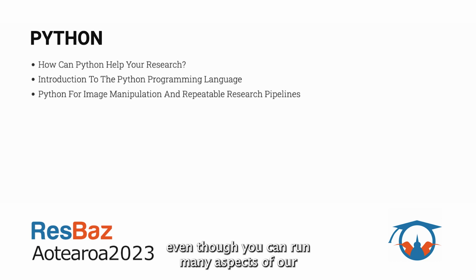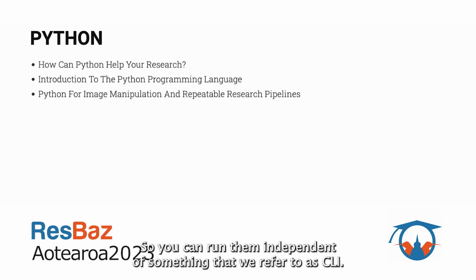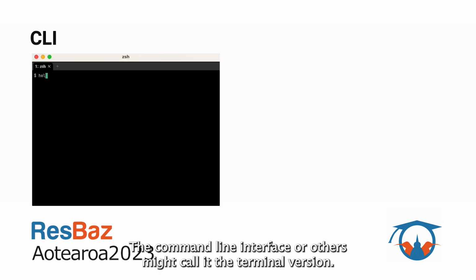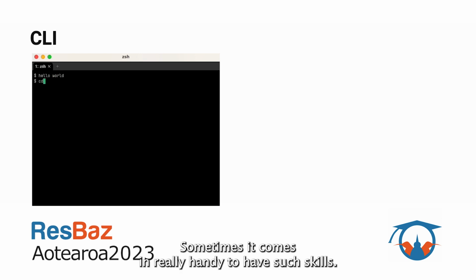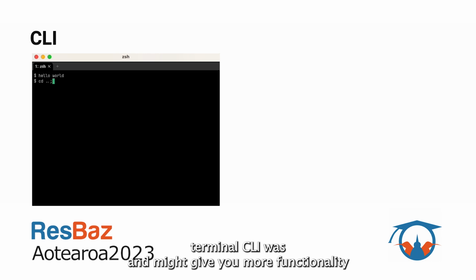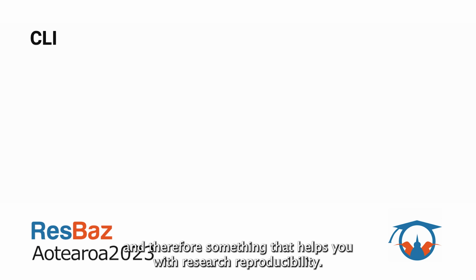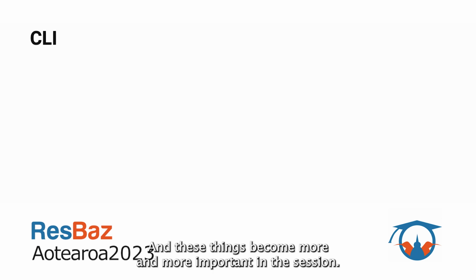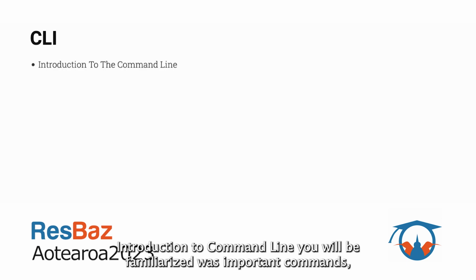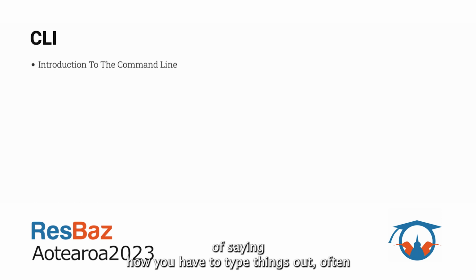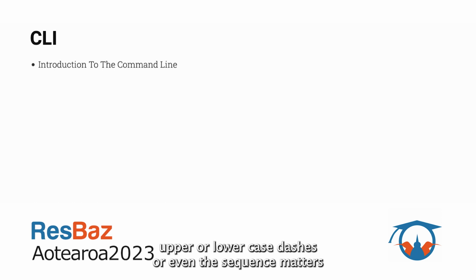Even though you can run many aspects of R and Python in a graphical user interface or GUI, you can also run them independent of something that we refer to as CLI, the command line interface, or others might call it a terminal. Sometimes it comes in really handy to have such skills. Using this terminal or CLI version might give you more functionality, or you can automate tedious tasks, or you can create something repeatable and therefore something that helps you with research reproducibility, and these things become more and more important. In the session Introduction to Command Line, you will be familiarized with important commands, but also the related mindset and the syntax. Syntax is a fancy way of saying how you have to type things out, often upper or lowercase, dashes, or even the sequence matters.